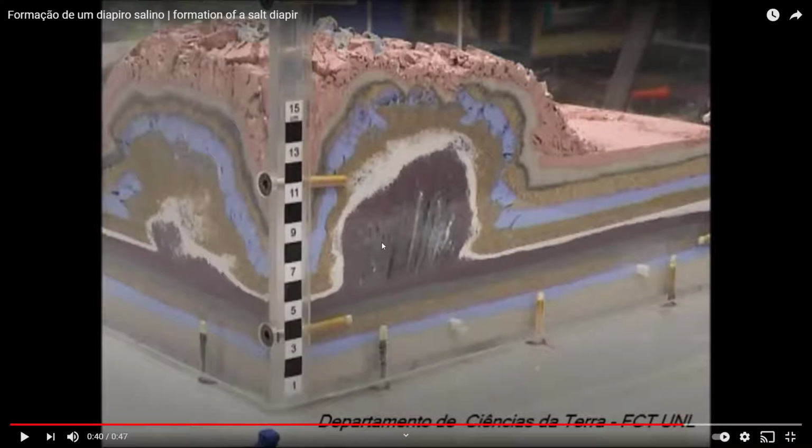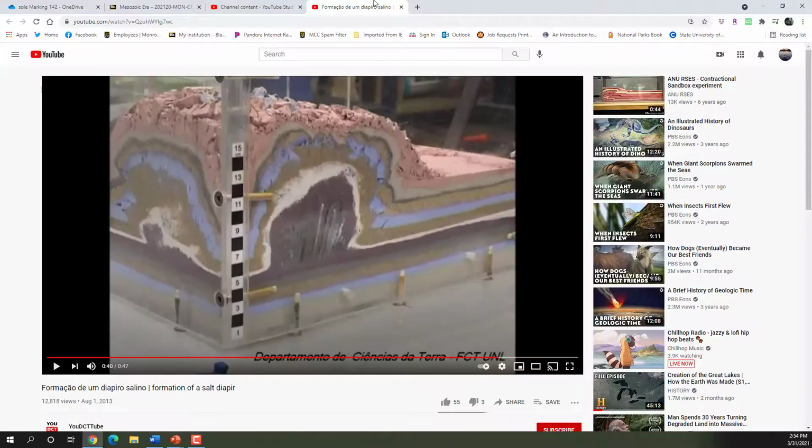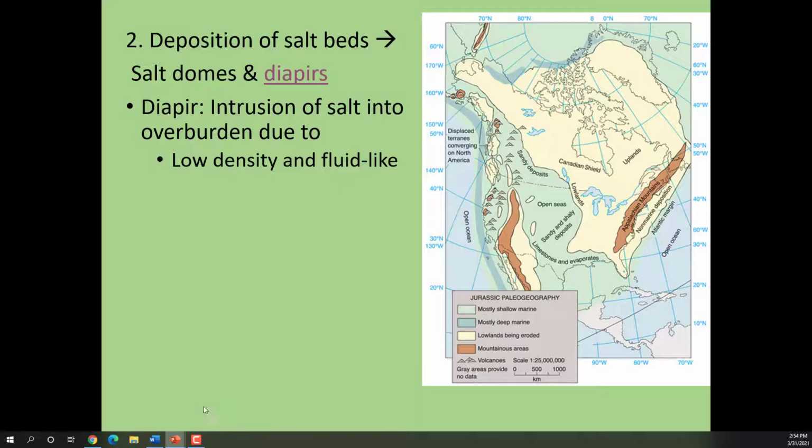It's pretty sweet. Honestly, this looks terrifying. But it's a pretty fun simulation nevertheless. Let's go back to our PowerPoint.